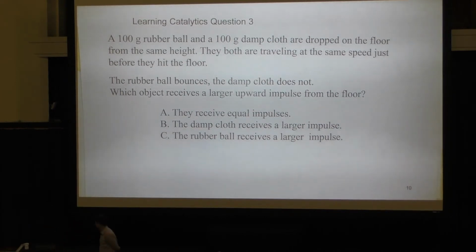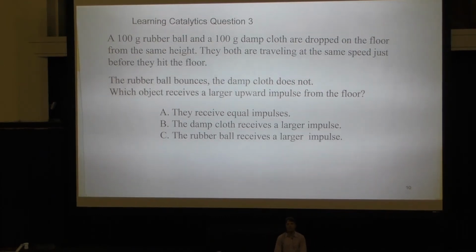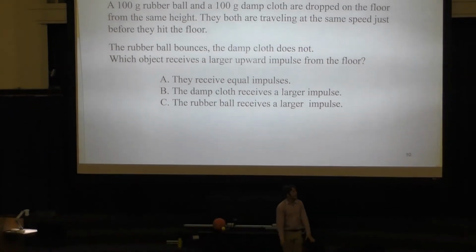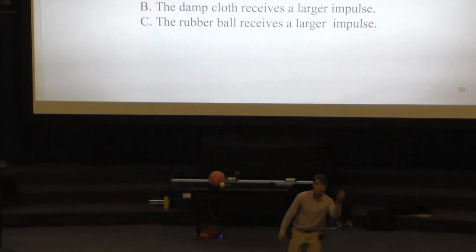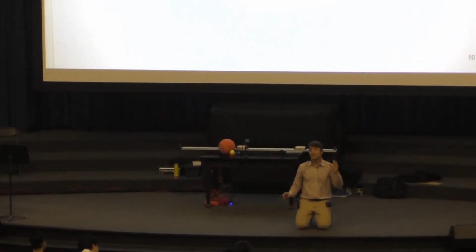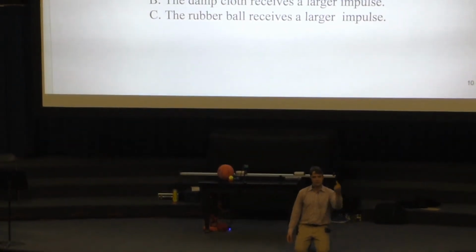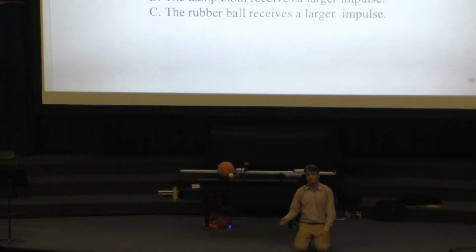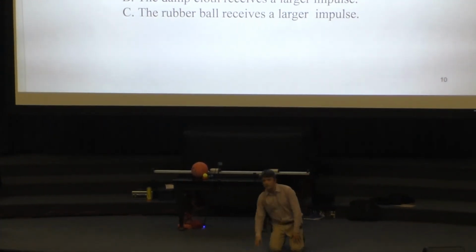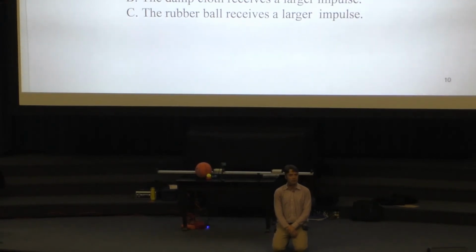So I don't have this one, but we're going to do a thought experiment where you have two objects of the same mass, and you drop them from the same height, and they fall down and hit the ground, and then they do different things. The rubber ball bounces up. It's almost elastic, right? So it reverses its direction after the hit. The damp cloth, also 100 grams, just stops. It goes and just stays on the floor.